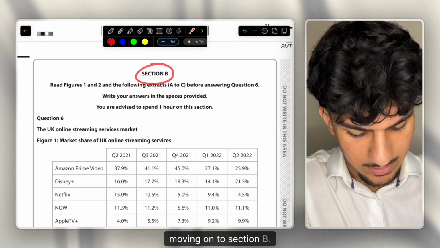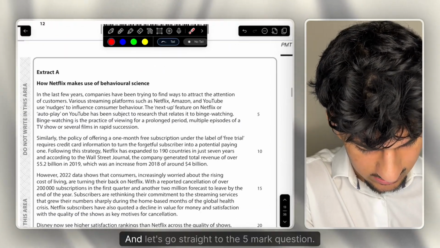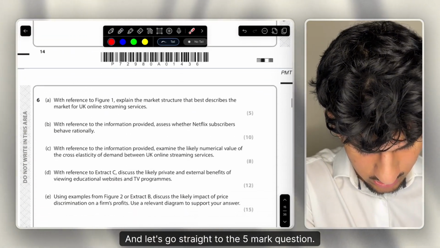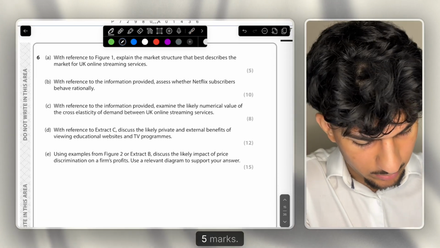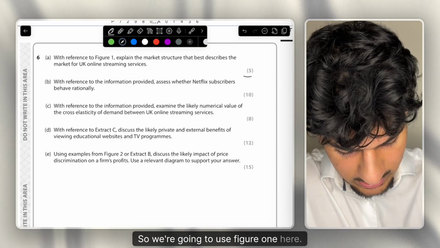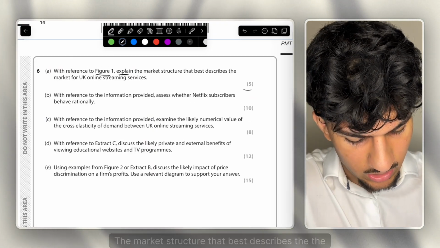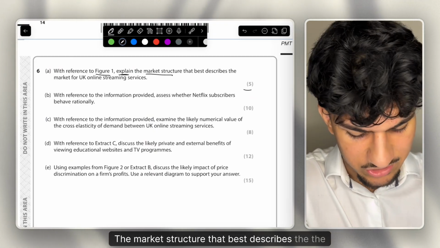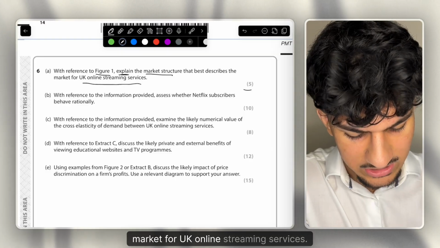Moving on to section B, let's get right on with it and go straight to the 5-mark question. So 6A, 5 marks. Let's see what it looks like. With reference to figure 1, explain the market structure that best describes the market for UK online streaming services.